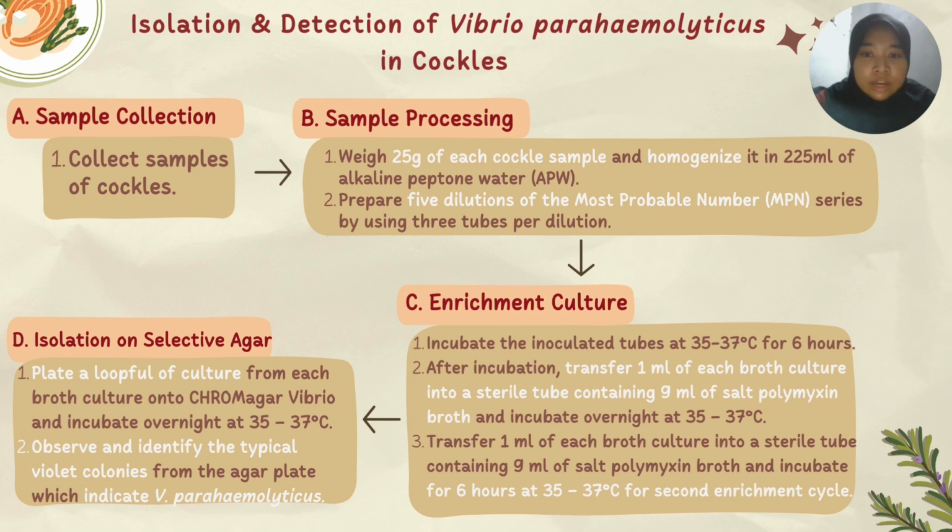After that, we will conduct isolation on selective agar by placing a loopful of culture from each broth culture onto chrome agar Vibrio and incubate overnight at 35 to 37 Celsius. Then, we will observe and identify the typical violet colonies formed on the agar plates, which indicate Vibrio Parahaemolyticus. The use of chrome agar Vibrio, or CV agar, allows the selective isolation of Vibrio Parahaemolyticus, which is easily distinguished from other Vibrio species, as the colonies are violet in color, making it easier to identify.